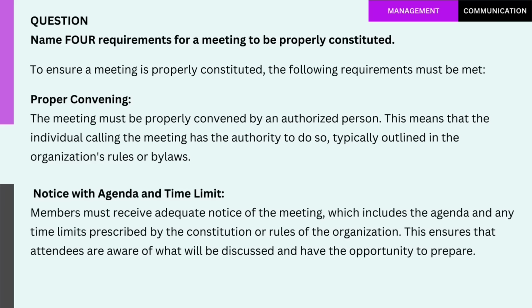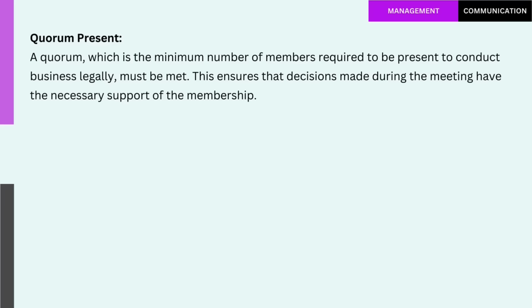2. Notice with agenda and time limit. Members must receive adequate notice of the meeting, which includes the agenda and any time limits prescribed by the Constitution or rules of the organization. This ensures that attendees are aware of what will be discussed and have the opportunity to prepare. 3. Quorum present. A quorum, which is the minimum number of members required to be present to conduct business legally, must be met. This ensures that decisions made during the meeting have the necessary support of the membership.